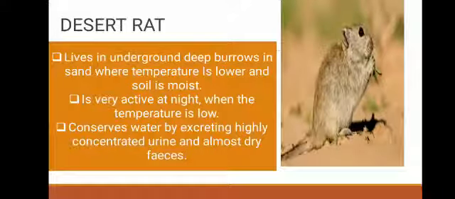Now some adaptations are also shown by the desert rat. He lives in underground deep burrows in sand where the temperature is lower and the soil is moist. He is very active at night when the temperature is low. He conserves water by excreting highly concentrated urine and almost dry feces.